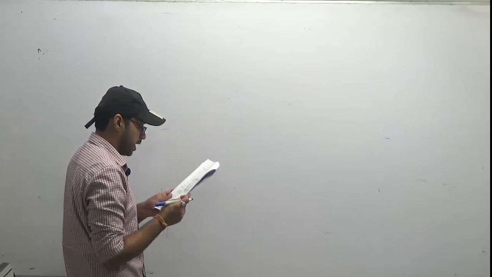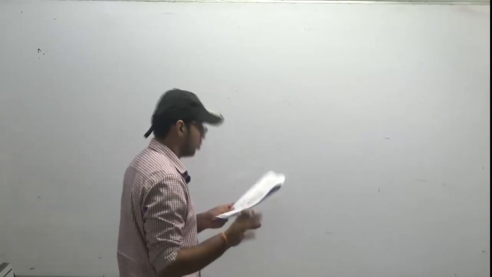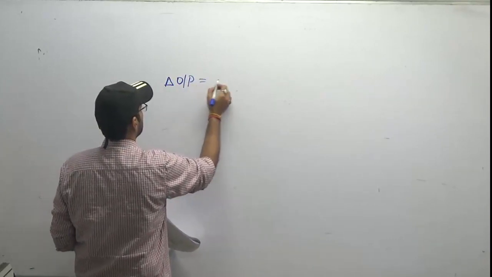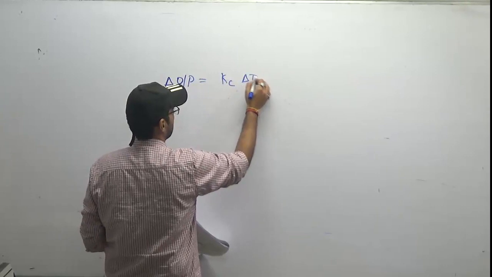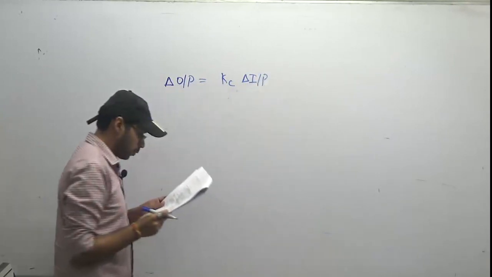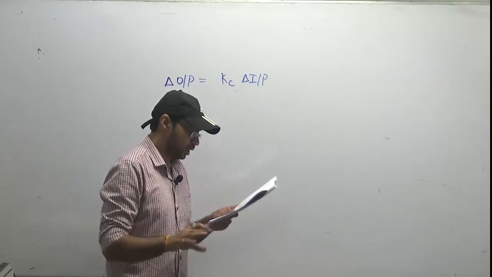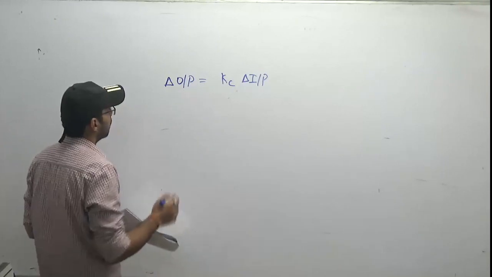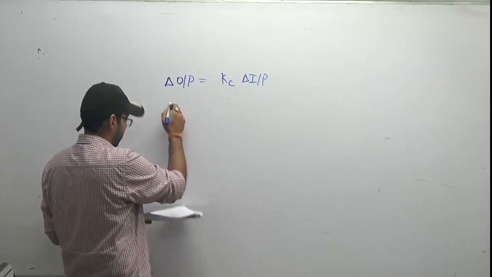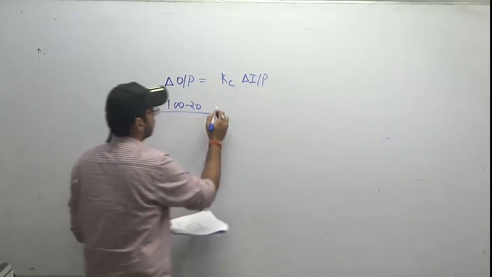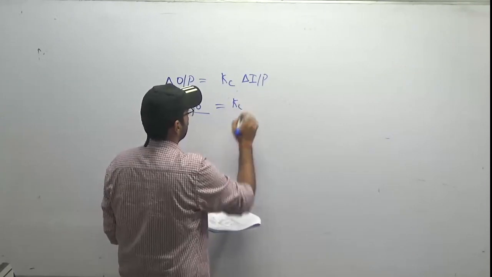So write down one thing, the basic thing. We know that for a proportional band pneumatic controller, the scale works like this. So we know one thing, that delta output is equal to Kc times delta input. What is the output here? Output changes from 20 to 100. These are the range, right? So according to this range, we can say 120. This is the output. Change in the output is Kc times the change in the input.